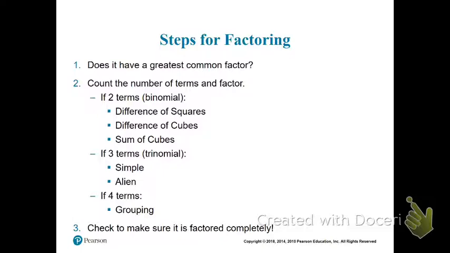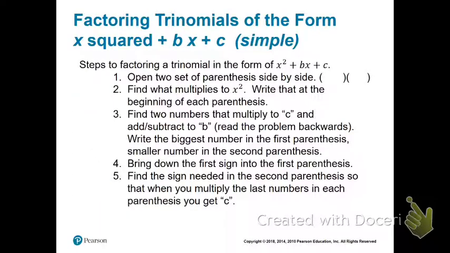So the previous lesson we did 2 terms, which we talked about a difference of squares, a difference of cubes, and a sum of cubes. Today we're going to talk about 3 terms, which is a trinomial. I'm going to talk about simple and an alien. Now these are the titles that I call them, okay? This isn't something official. This is just what I call them. And then 4 terms is grouping. And then always make sure that you check to make sure that it is factored completely at the end.